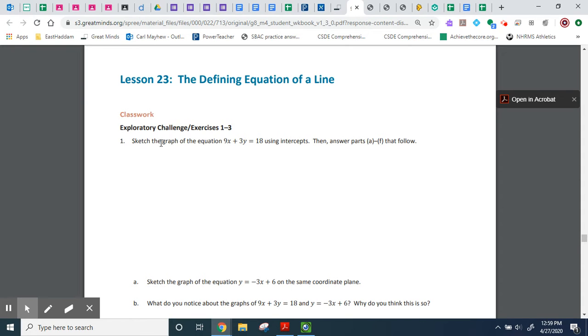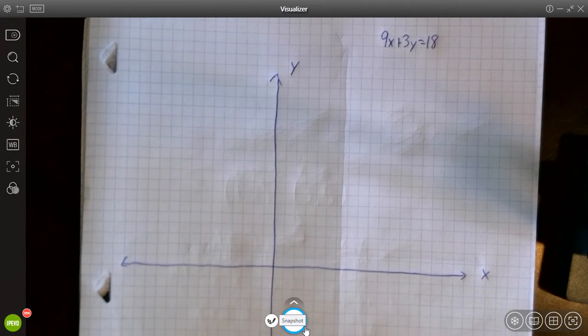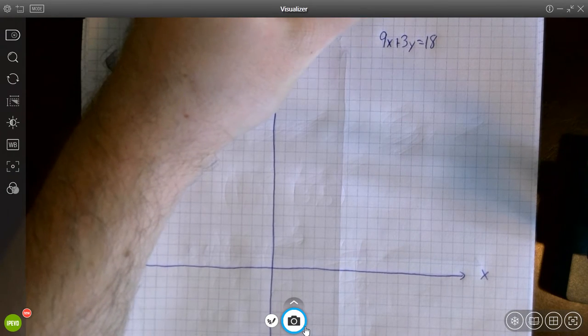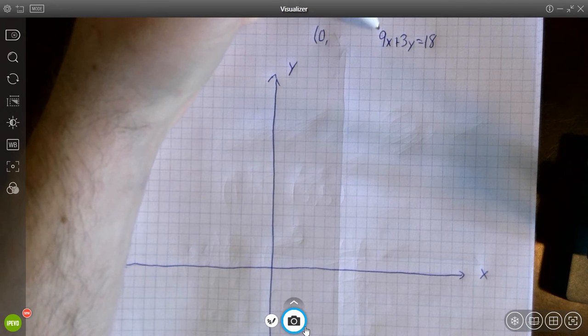But we're going to start by looking at number 1 here, which is sketching the graph of the equation 9x plus 3y equals 18 using intercepts. Now what that means is when x is 0 and when y is 0. So I'm going to write the equation real quick. We've got 9x plus 3y equals 18, just so I remember that. And so we're starting by looking at that equation there. It wants us to know what y is going to be when x equals 0. So let's figure that out.